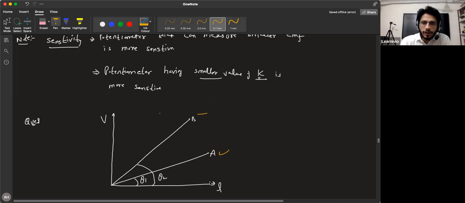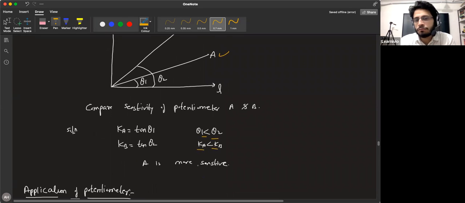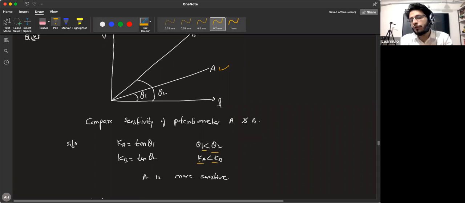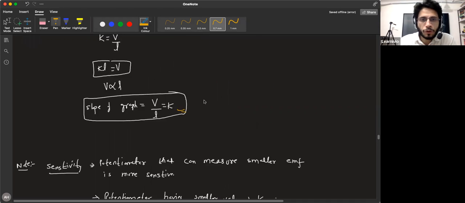Theta 2 is greater than theta 1. That means slope of B is greater than slope of A. And slope is representing K. So if theta 2 is greater than theta 1, KB is greater than KA. And the one having smaller value of K is more sensitive. So this potentiometer A, which has a smaller value of K, is more sensitive. Am I clear? Yes, sir. Any doubt up to this point? No, sir. Okay, just note it down.